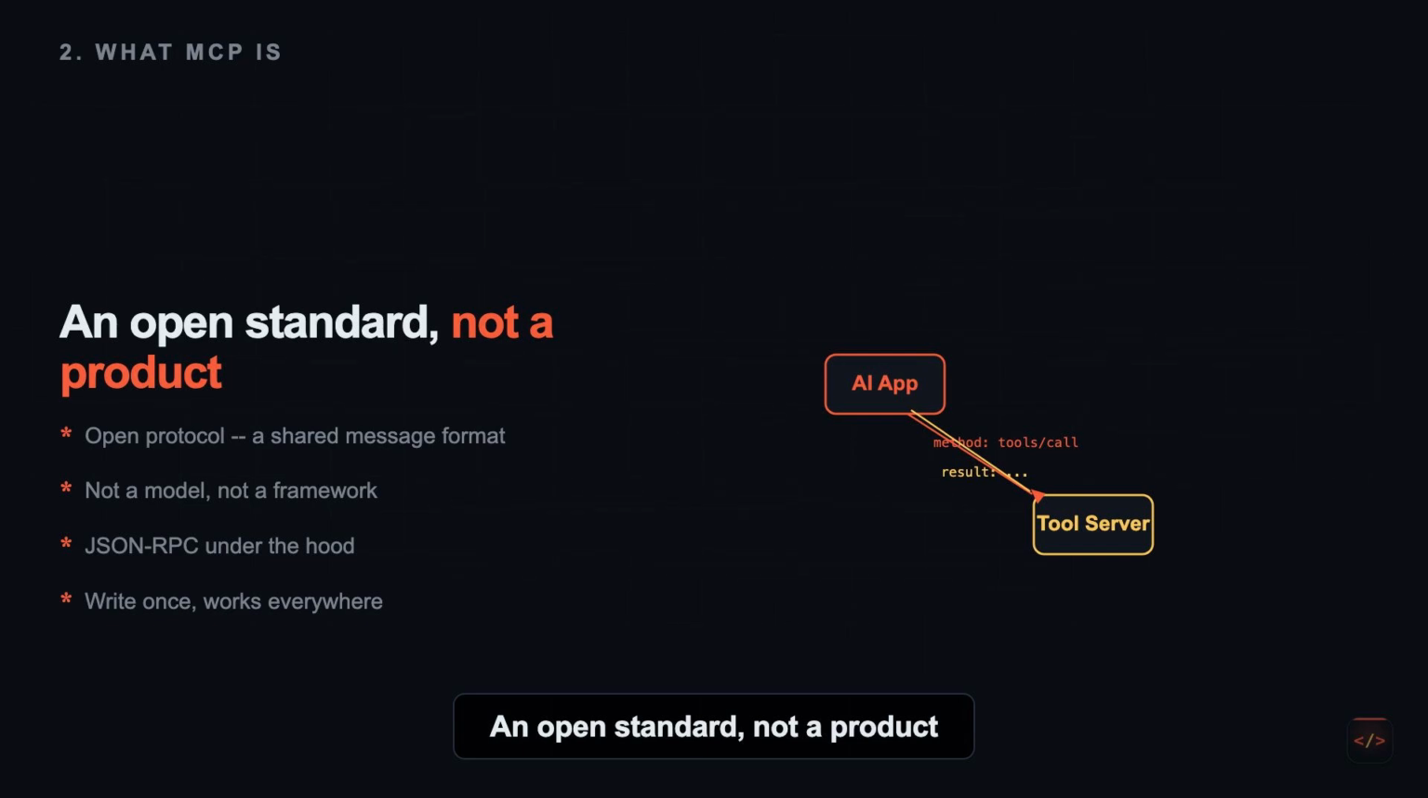MCP is an open protocol, a shared agreement on how an AI application and an external tool talk to each other. It is not a model, not a framework, not a product. It simply defines the messages, how a tool announces what it can do, and how the application asks it to do those things. Because it is open and standard, a tool built for MCP works with any application that speaks MCP today and tomorrow. No custom glue per app.